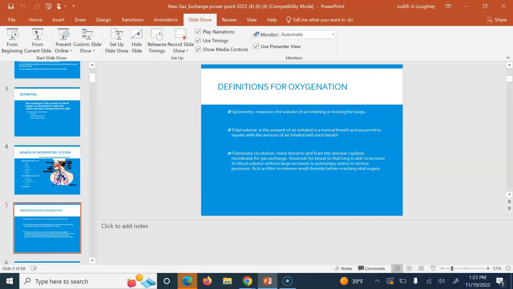And then pulmonary circulation, which is the movement of blood to and from the alveolar capillary membrane for gas exchange. There's a reservoir for blood so that the lung is able to increase its blood volume without large increases in the pulmonary artery or venous pressure. It acts basically as a filter to remove small thrombi before reaching vital organs.